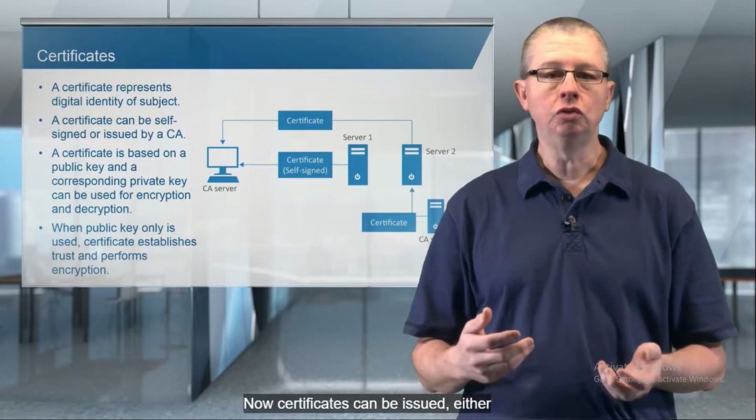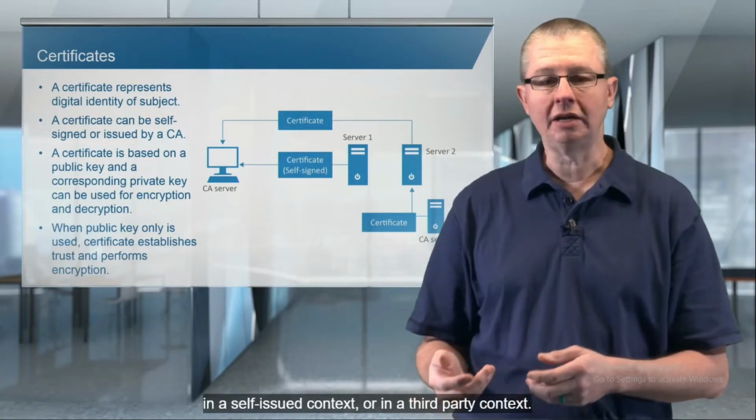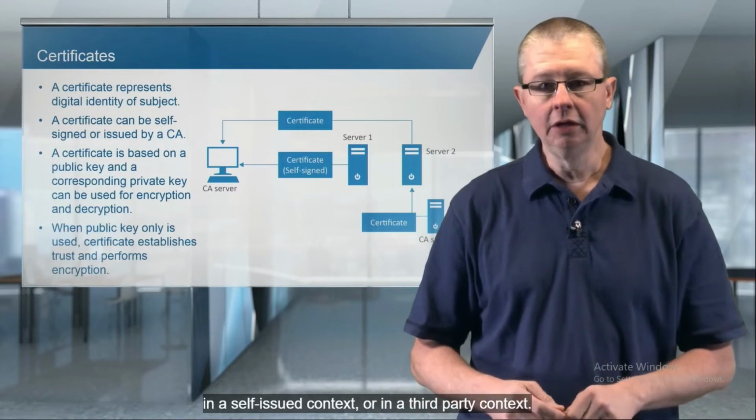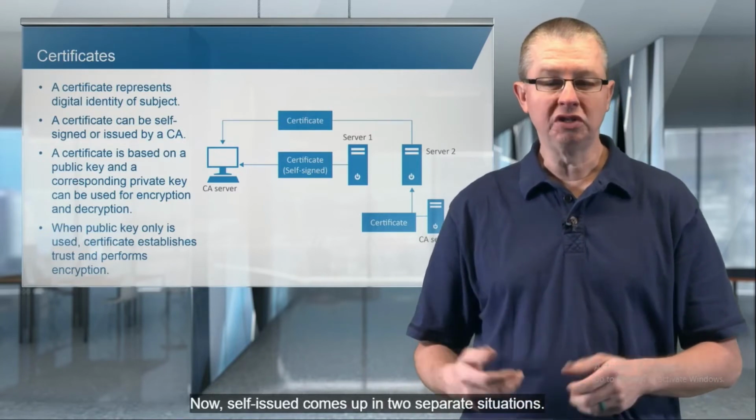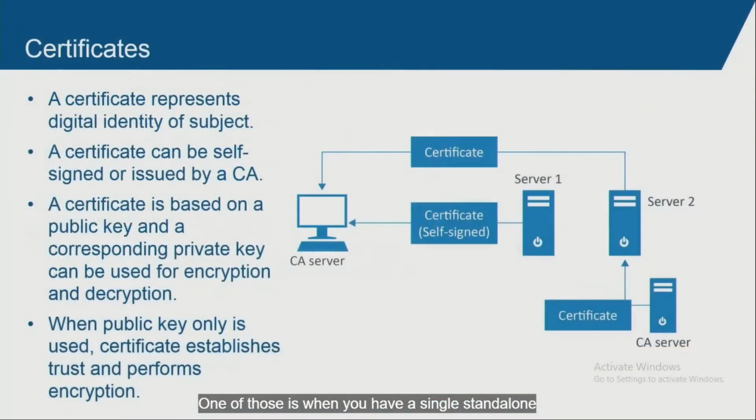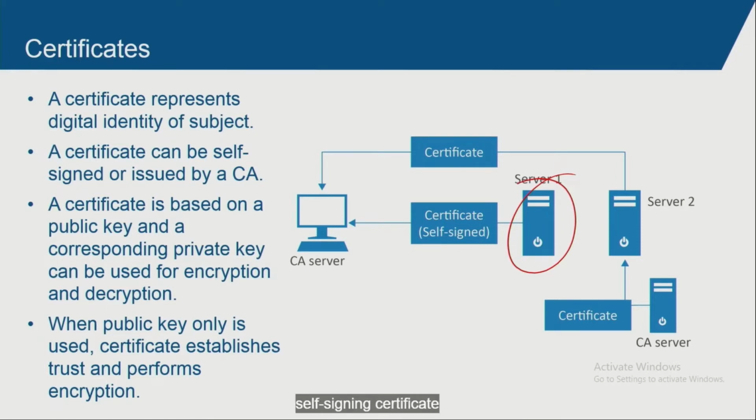Now, certificates can be issued either in a self-issued context or in a third-party context. Now, self-issued comes up in two different situations. One of those is when you have a single standalone device or certificate authority, and it might issue certificates to itself. This is somewhat common in private environments, as well as if you use services like, say, PGP, Pretty Good Privacy, an email encryptor. You're going to be your own self-signing certificate authority for your system. But a second condition where self-signing occurs is on the root certificate authority server.